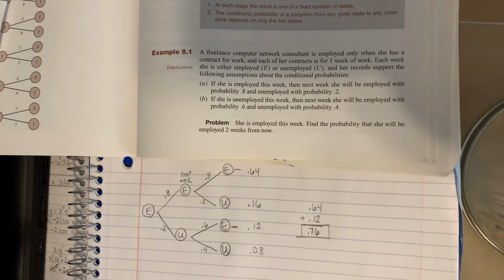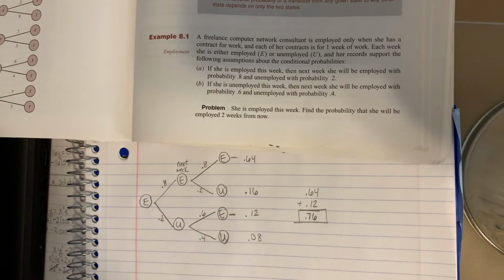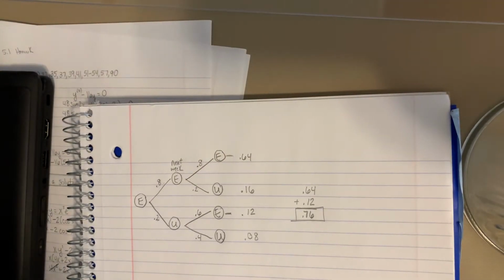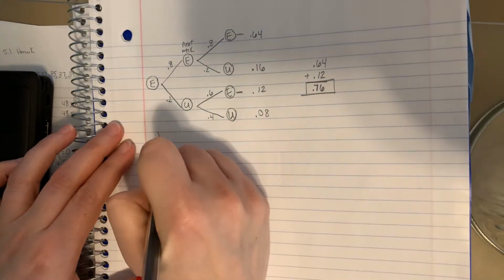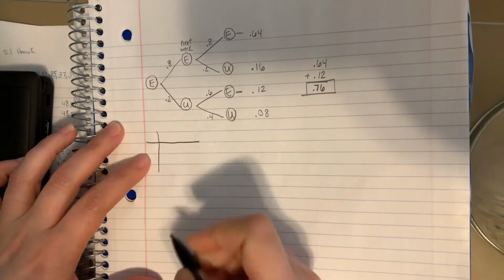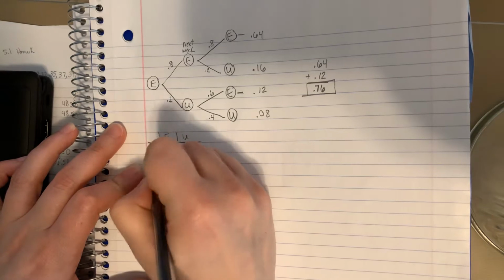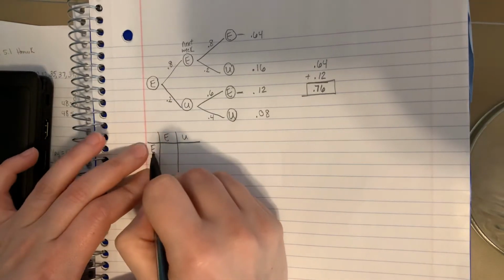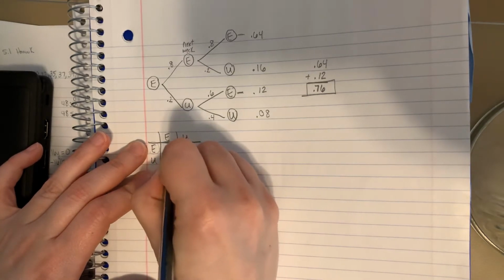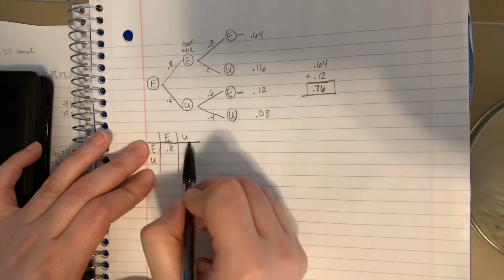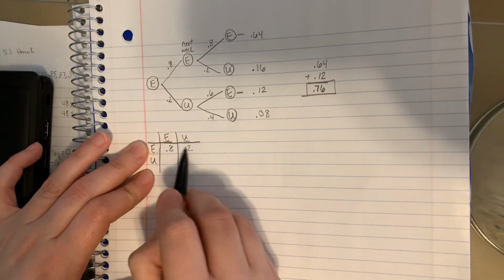Okay, from there, I talked to you about what a transition diagram and a transition matrix was. So first, let's talk about that transition matrix. I like to create kind of a table to look at with all of my possibilities. So employed and unemployed, employed and unemployed. What happens if I'm employed and then the following week I'm employed again? That was 0.8. What happens if I'm employed and then unemployed? That was 0.2. So this row right here should add up to 1.